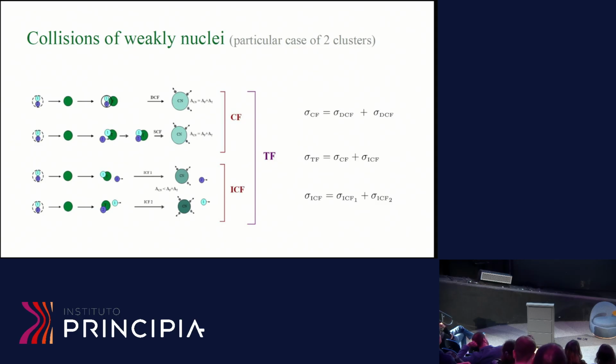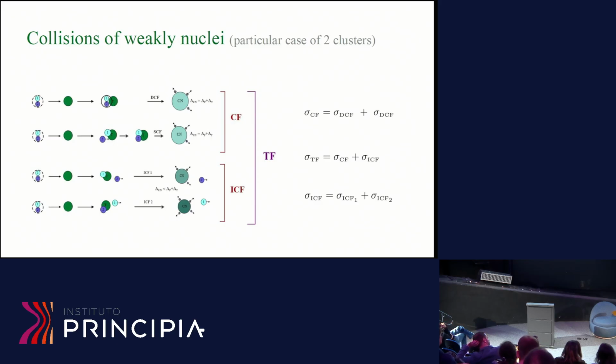Well, there is the possibility that it breaks up and then each one fuses with the target sequentially. This process leads to the same compound nucleus as the one that is formed when there is no breakup. And from the experimental point of view, these processes are the same. So it's called complete fusion, and experiments measure the complete fusion cross-sections.